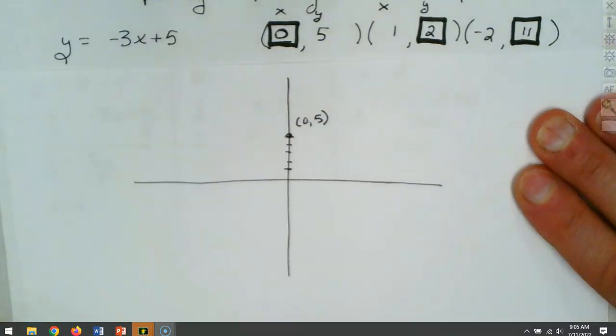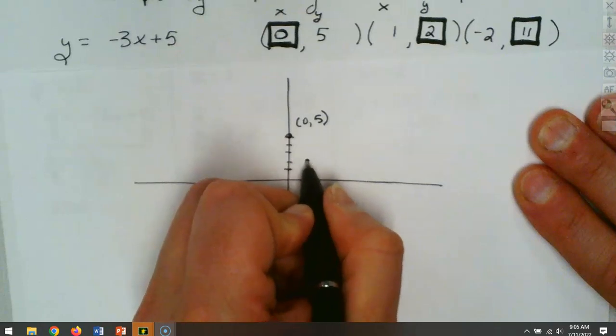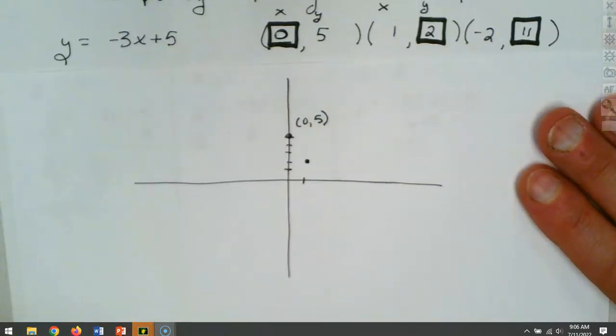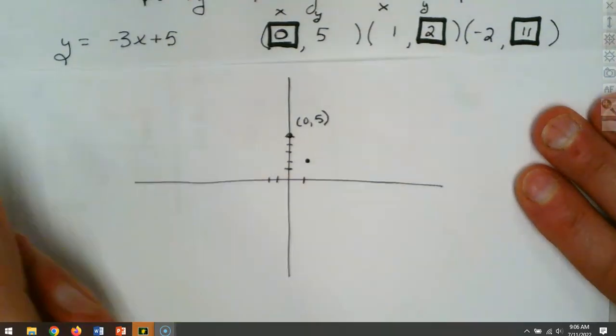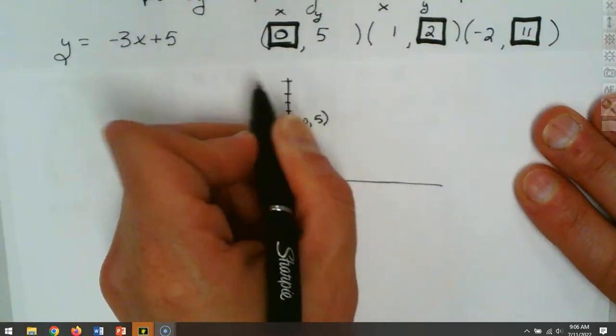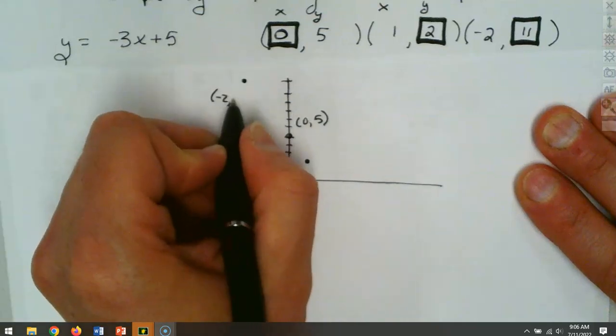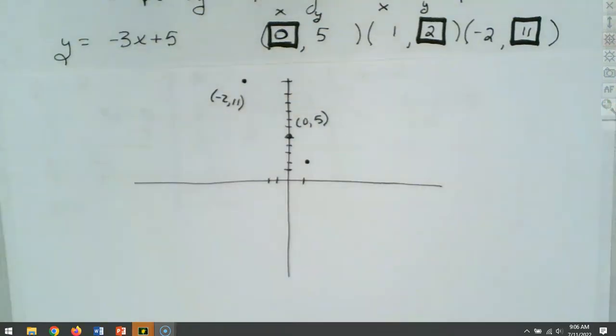Our next one is at 1, 2, so that's over 1 and up 2. And then our next one is back 2 and up 11. So there's 5, 6, 7, 8, 9, 10, 11. So that's going to be clear up here at minus 2, 11. And now we just connect them together and we make our line.